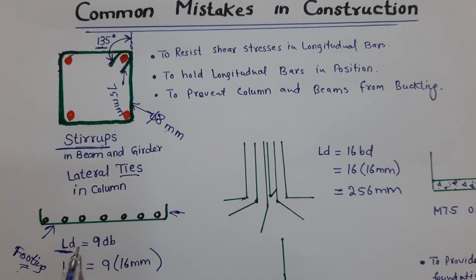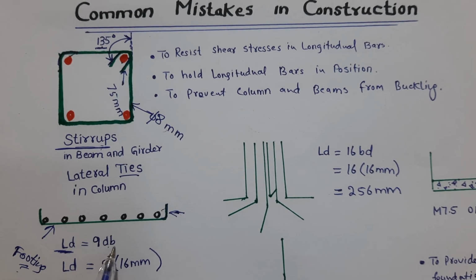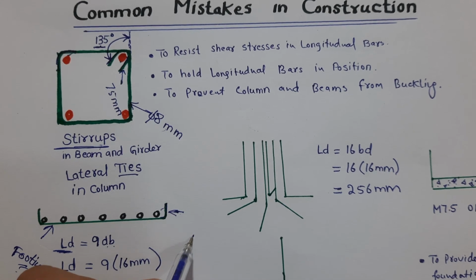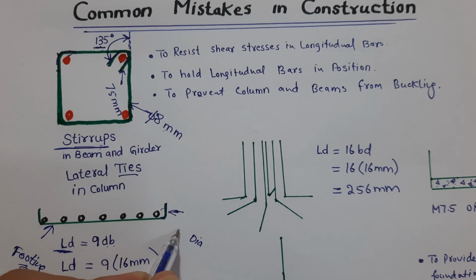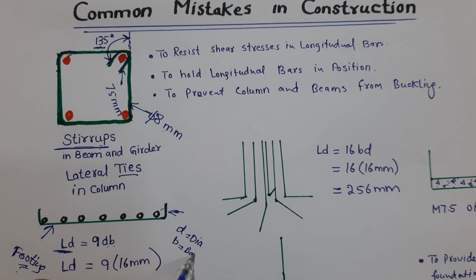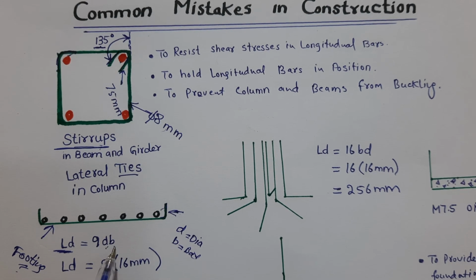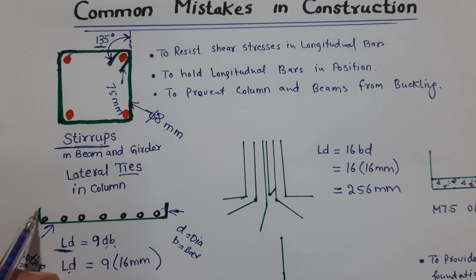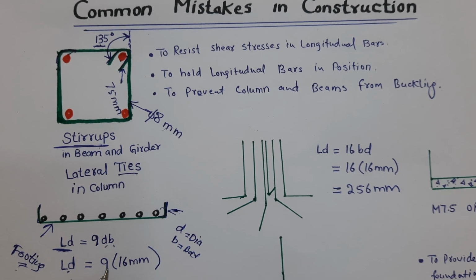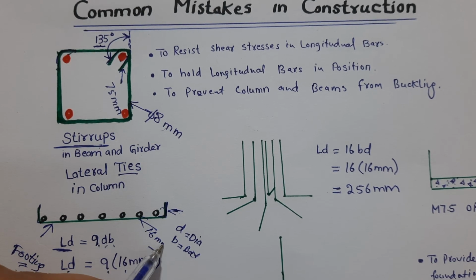Here this LD, or this length, you can get from 9 dB, where d is the diameter and b is bar. So 9 is a constant value, and dB means diameter of bar. So LD means the length of this hook, and from this side also it is equal. Suppose I am using 16 millimeter here, so therefore right here 16.